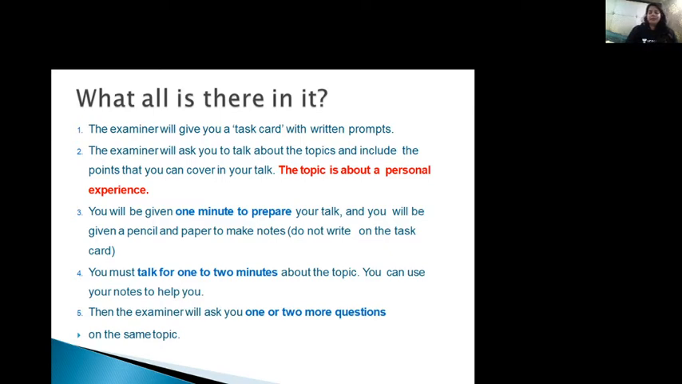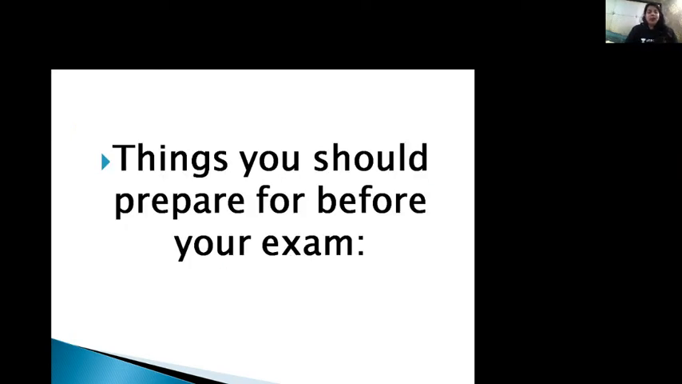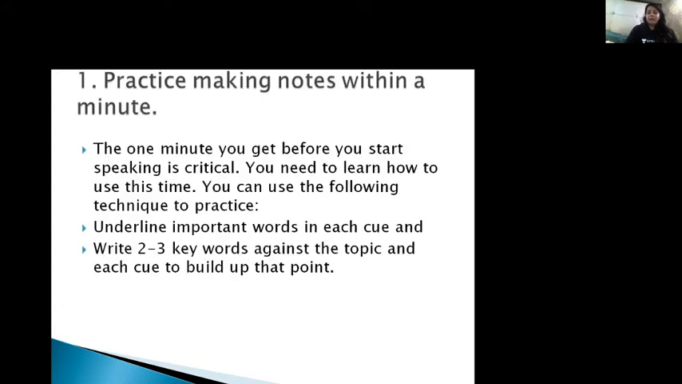Now, things you should prepare for before your exam, before cue card specifically. Practice making notes within a minute. This is extremely important. The 1 minute you get before you start speaking is critical. You need to learn how to use this time. You can use the following techniques to practice. Underline important words in each cue card. In each cue you have important words, underline the keywords.